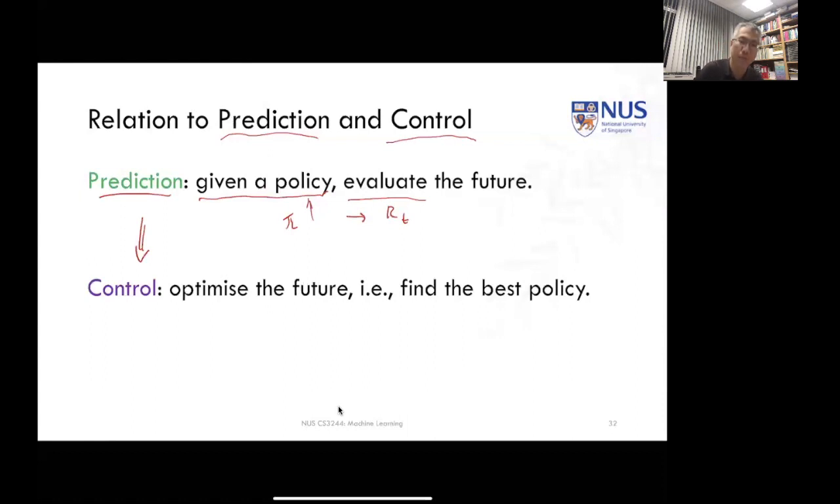To say, okay, well, I've got a whole bunch of different ways that I can behave. Those are all different policies. So I want to optimize for my future rewards. I'm going to find the best policy out of everything. So let's take a look at this in the context of our grid world, okay?